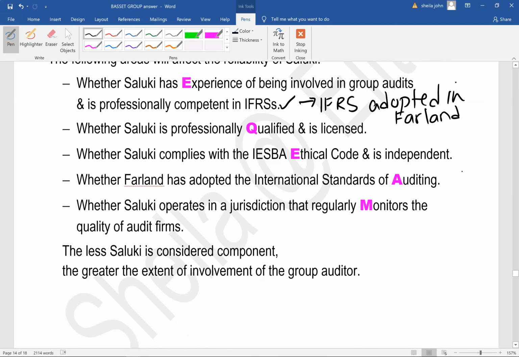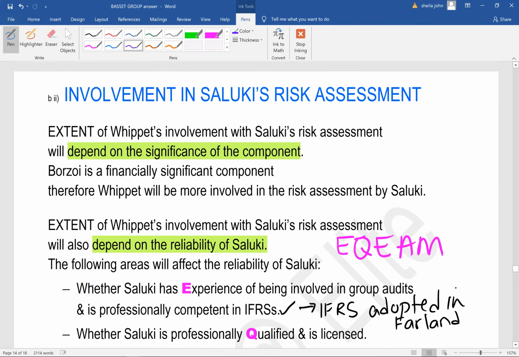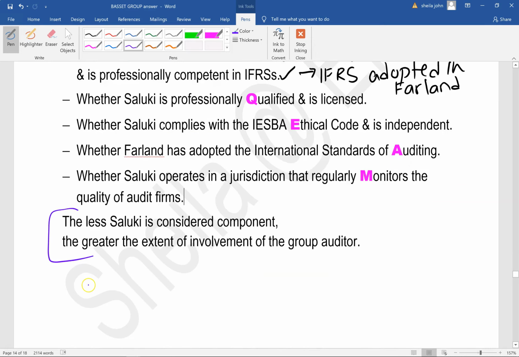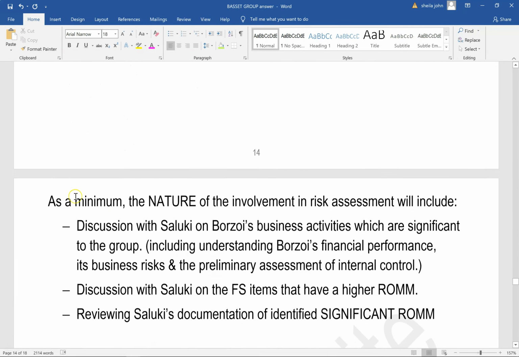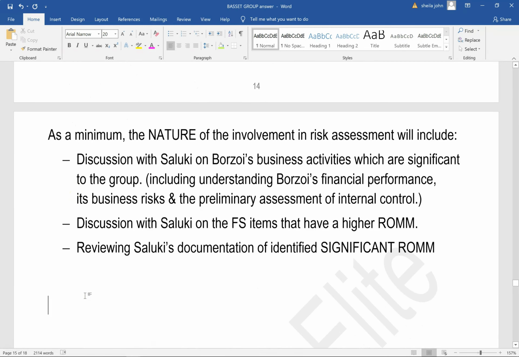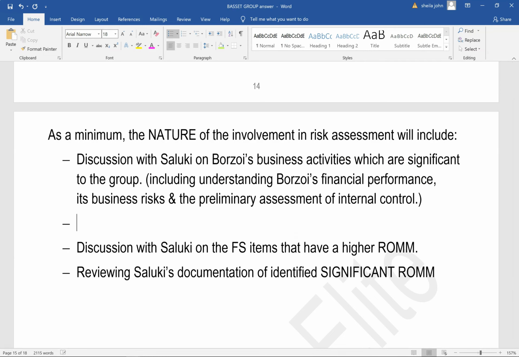So the less Saluki is considered competent, then there will be greater involvement as well. All right, so this is on the area of the extent of the involvement. Now, the question also talks about the nature of the involvement on the area of the risk assessment. So we're going on to the final part of our answer here to say that as a minimum, now these 3 points here are actually found inside ISA 600 as well. So in order to answer part B of the question, you need to be familiar with the requirements of ISA 600. So first of all, the discussion with Saluki on Borsoi's business activities which are significant to the group, including the financial performance, business risk, and preliminary assessment of internal control.